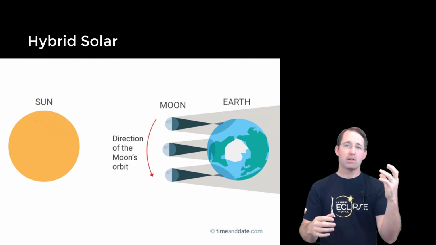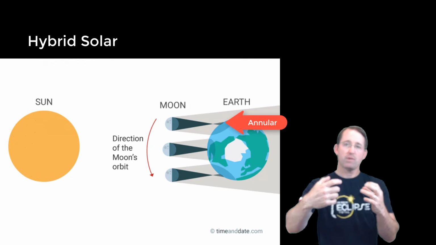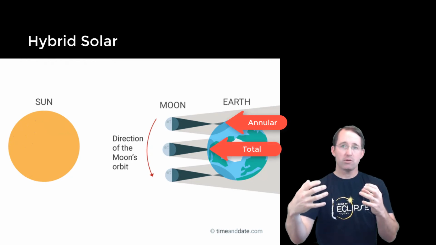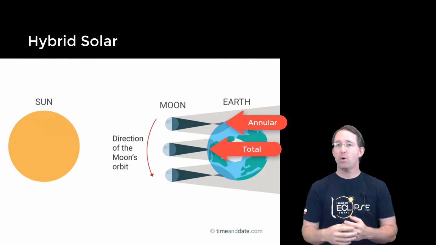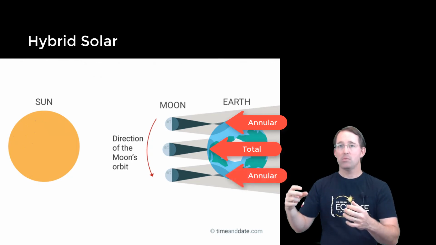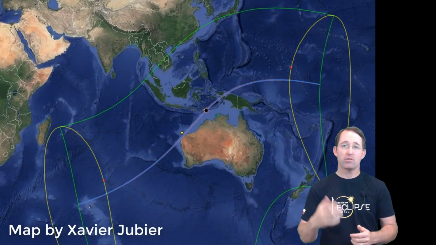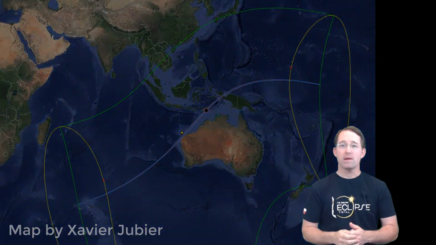And so the eclipse will start as an annular, but then as we move along the Earth's surface, part of the Earth is a little bit closer, and that region will see a total eclipse, and then we get an annular eclipse again at the end as the moon moves towards the other edge of the Earth and goes off into space again. Hybrids don't happen all that often. The most recent hybrid solar eclipse was in 2013, and the next one's not going to be until Australia in 2023. That's everything for solar eclipses.